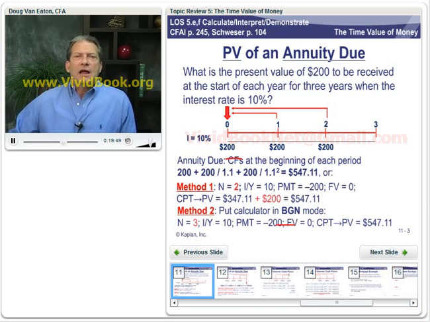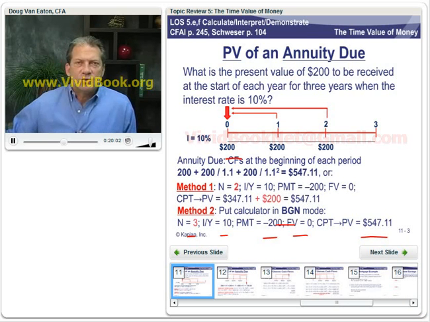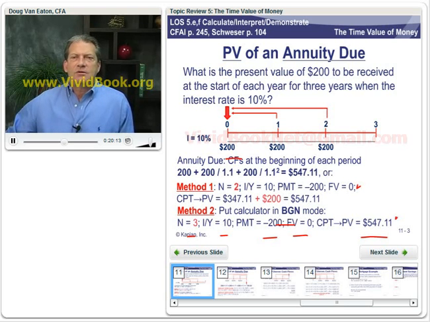So n equals 3 now, still 10%. Payments are still minus 200. Future value is still 0. We calculate the present value, and we can get 547.11 that way as well. So try to understand and get clear in your mind these two different ways in beginning and end mode, and why we can get the same answer with both of those two methods.